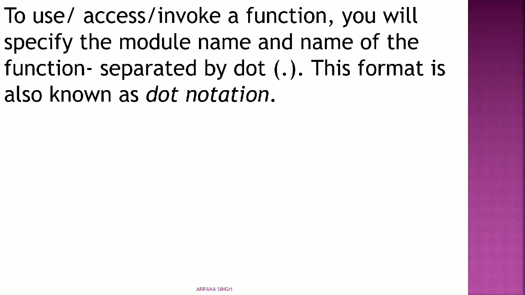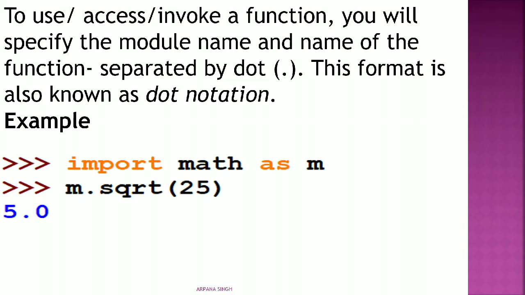Dot operator is used to access the functions of the module. It is also called dot notation. For example, if you write import math as m, you can write m.sqrt(25) to use the sqrt function of the math module. So m is the alias name and sqrt is the function in the math module.